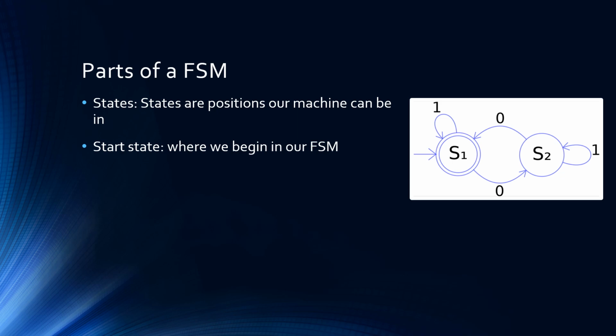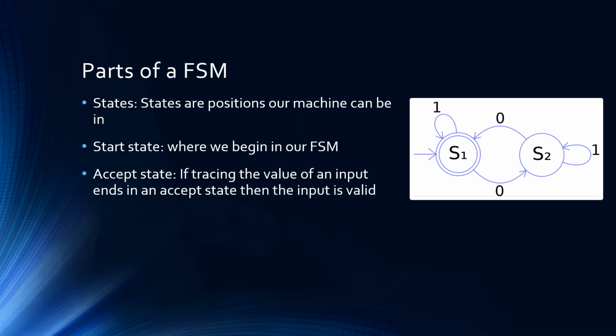An accept state is represented by a double circle. The importance of the accept state is seen when we use a finite state machine to track the value of an input and see whether it is valid or not. In this case, we have a finite state machine that's going to determine whether or not a string of ones and zeros in binary is a valid input to our system.